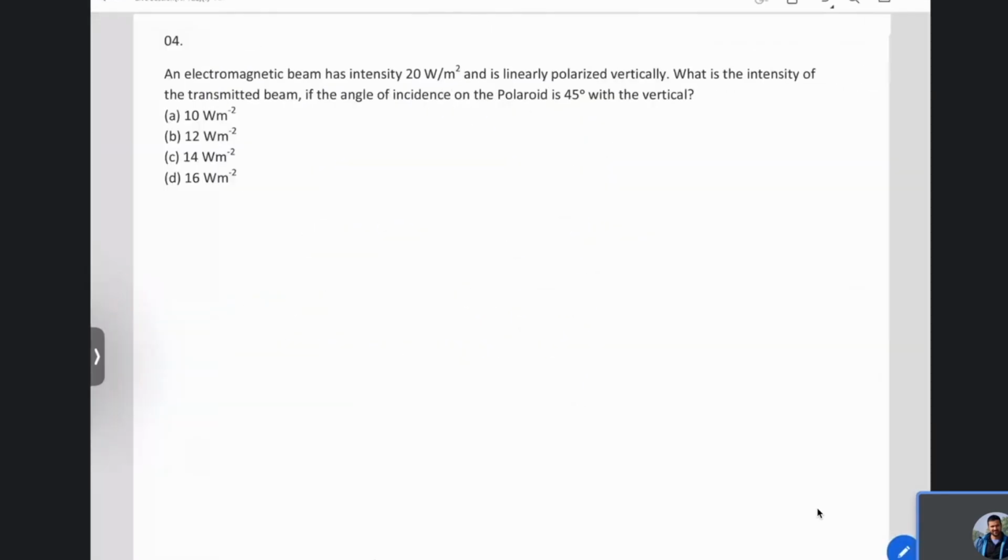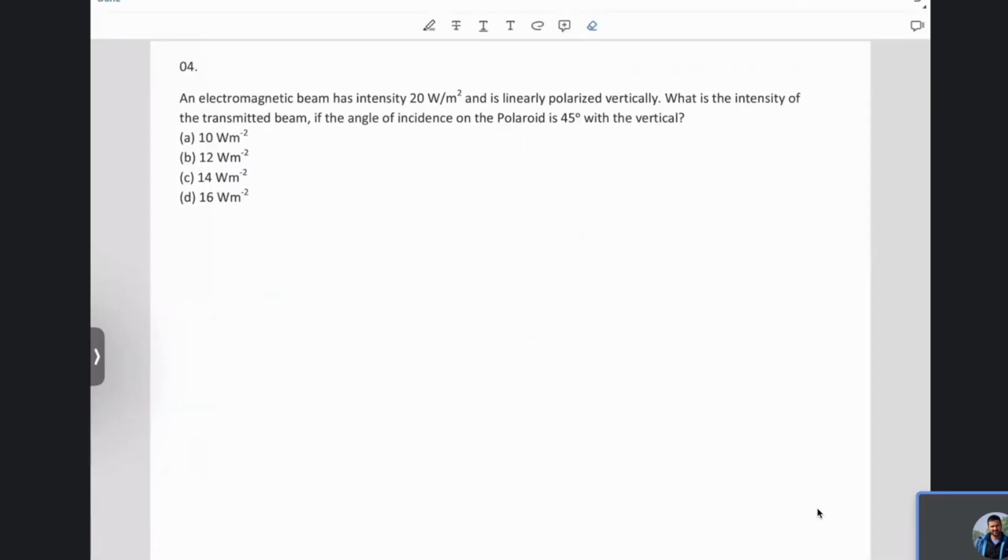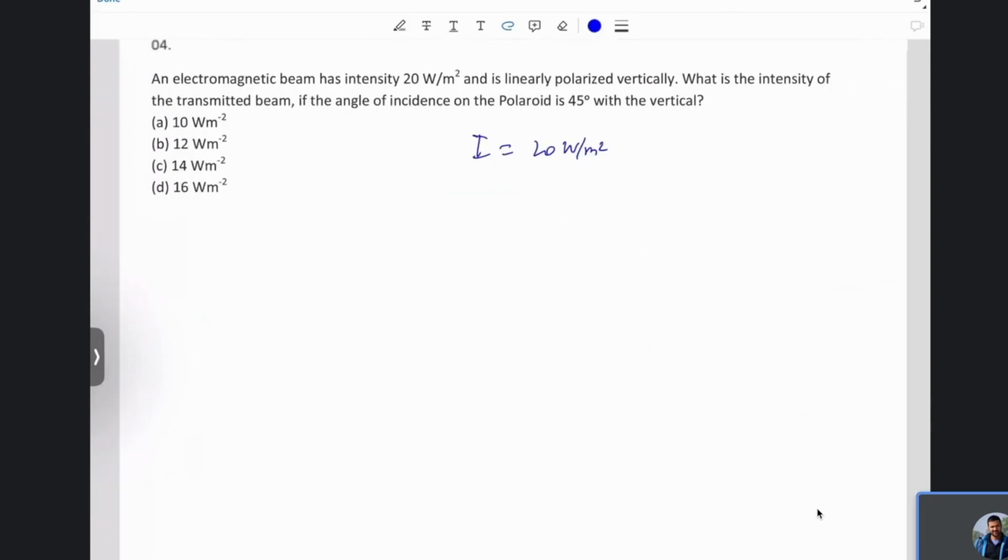Okay, let's go to our next problem then. So here, an electromagnetic beam has intensity 20 watt per meter square. Intensity is given, which is 20 watt per meter square, and is linearly polarized in a vertical direction. Now, what is the intensity of the transmitted beam if the angle of incidence on the polaroid is 45 degree with the vertical? So this problem is like this.